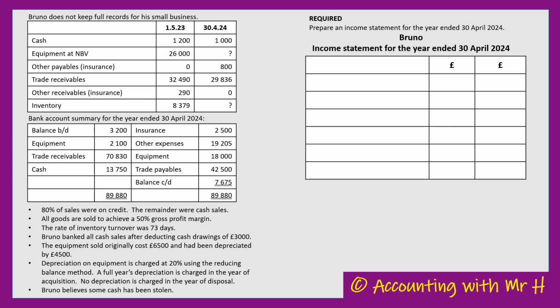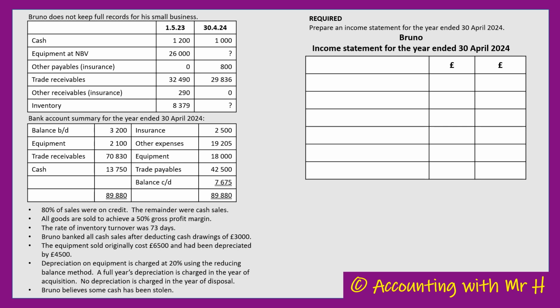All goods are sold to achieve a 50% gross profit margin. The rate of inventory turnover was 73 days. Bruno banked all cash sales after deducting cash drawings of £3,000. The equipment sold originally cost £6,500 and had been depreciated by £4,500. Depreciation on equipment is charged at 20% using the reducing balance method. A full year's depreciation is charged in the year of acquisition. No depreciation is charged in the year of disposal. Bruno believes some cash has been stolen, and I'm being asked to prepare an income statement for the year ended 30th of April 2024.